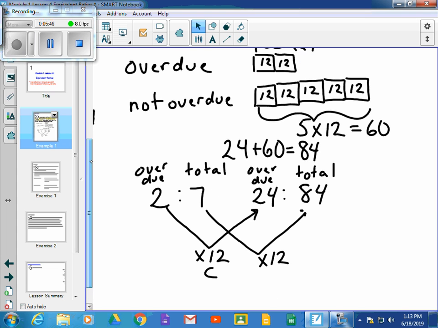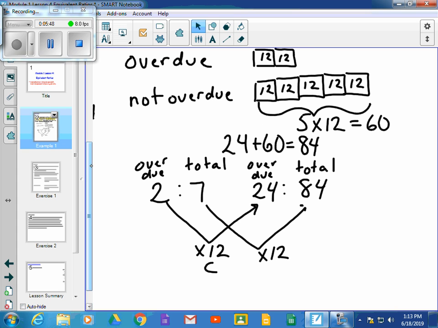So 2 different ways here to solve that problem. The first method was the tape diagram that we learned yesterday, and the new method is called equivalent ratios.